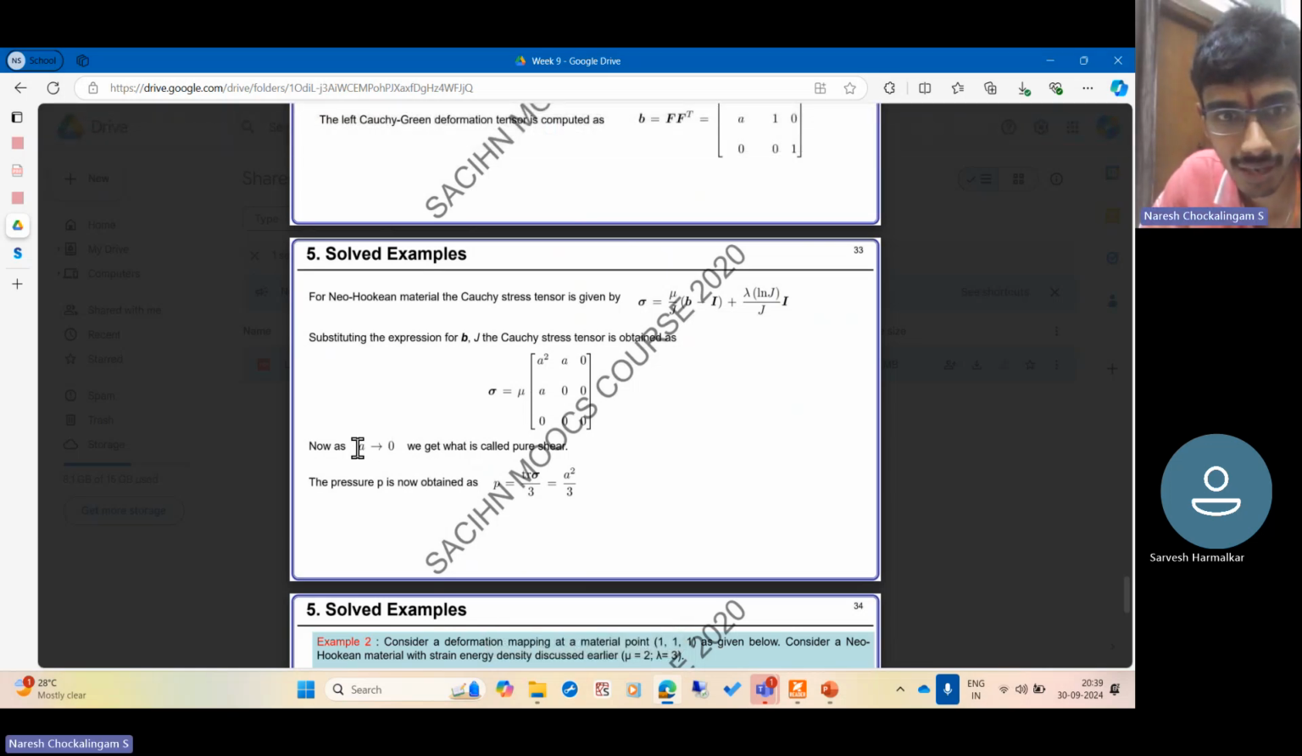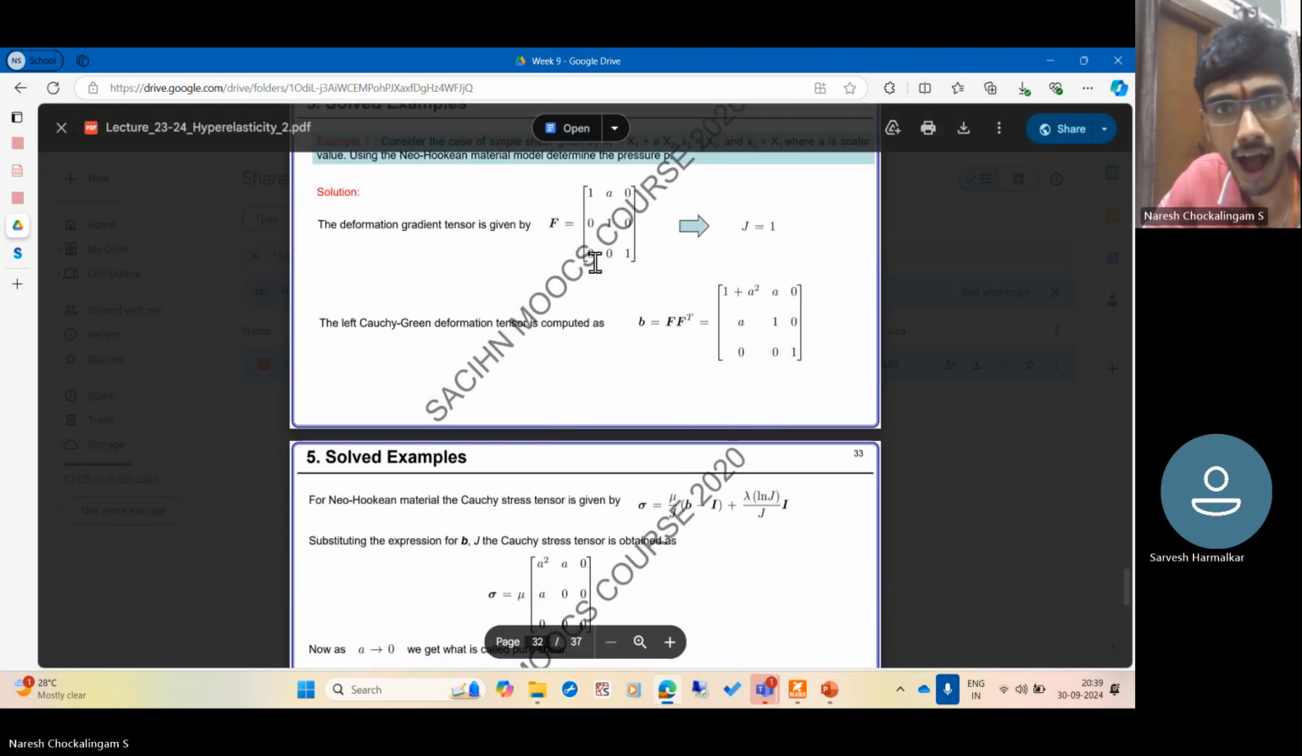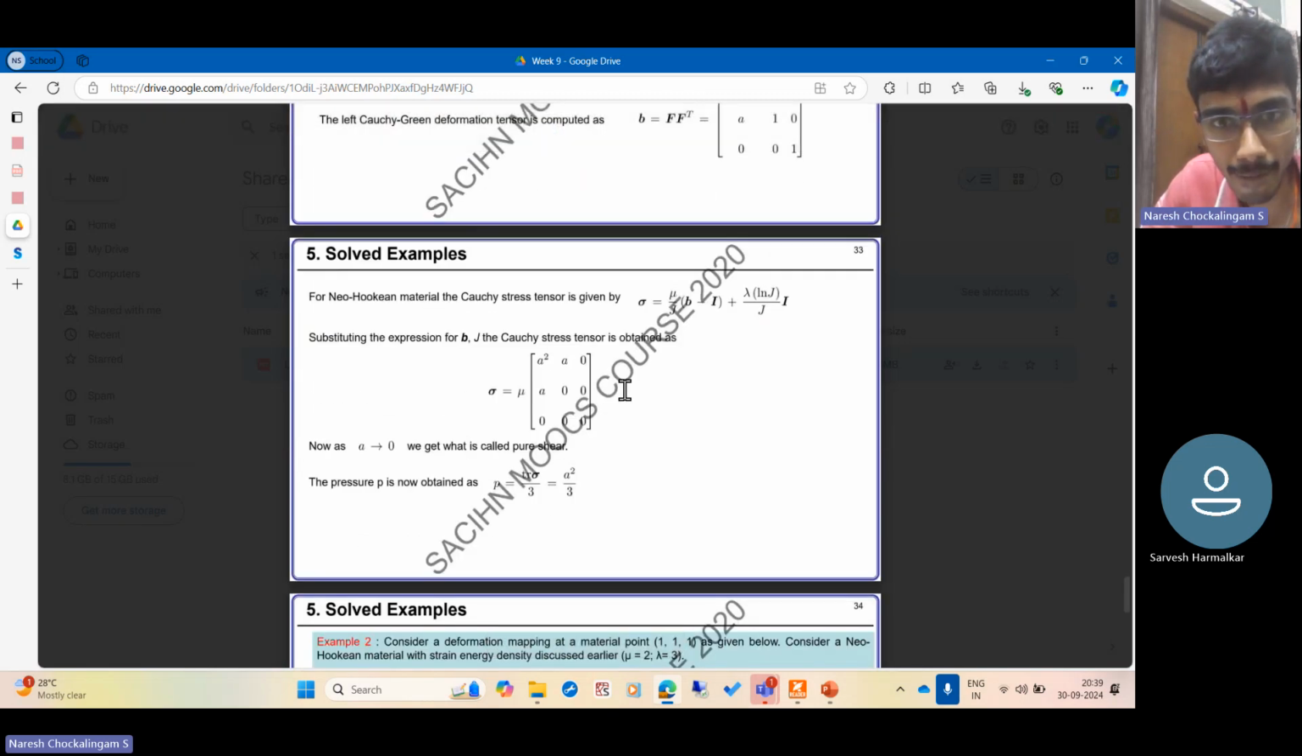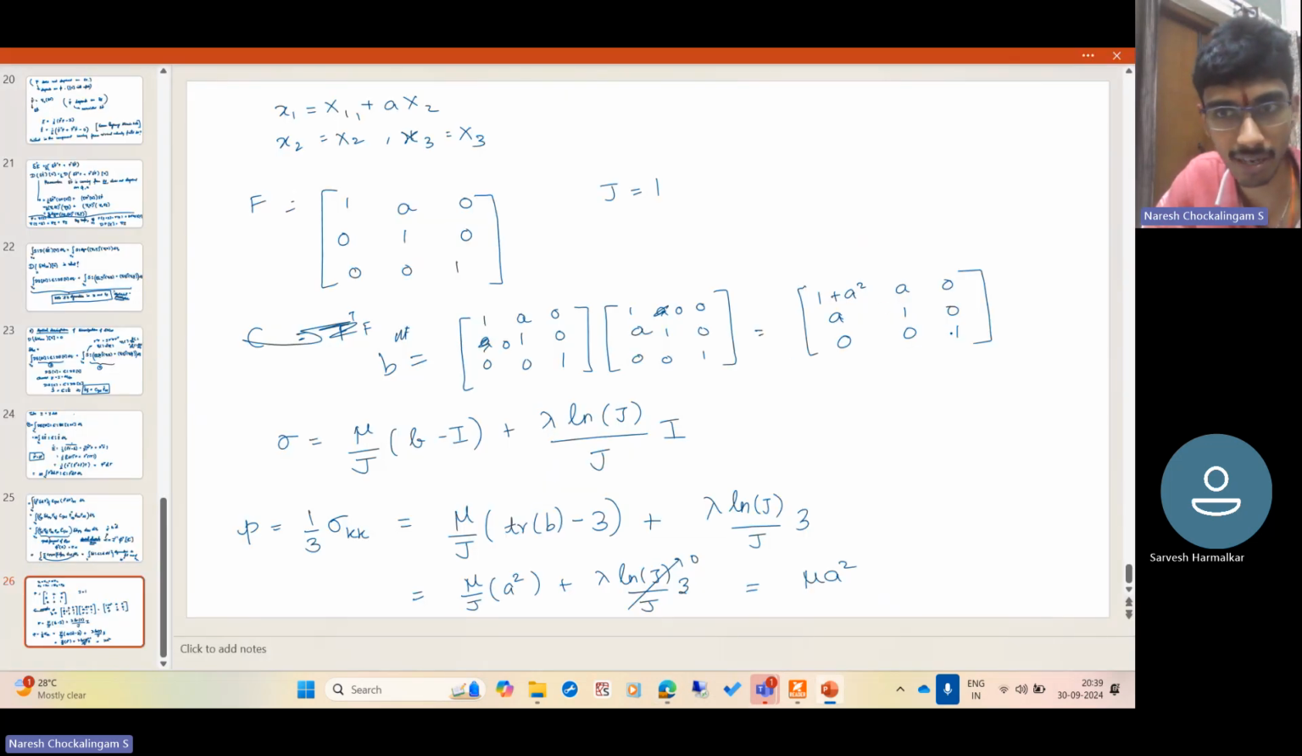Now, as A tends to 0, we get what is called pure shear. No, it cannot be. If A tends to 0, there's no deformation, right? It's just 1, 1, 1. Why did he do that? Mu by J is fine, B minus I is okay. Trace of B, we got it as 3 plus A square. That's also okay. Minus 3 is just A square. Mu by J, so J is 1. It's mu A square.